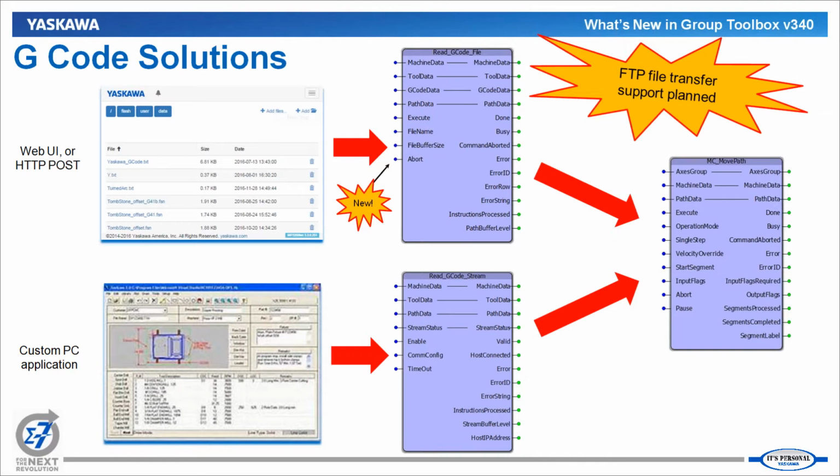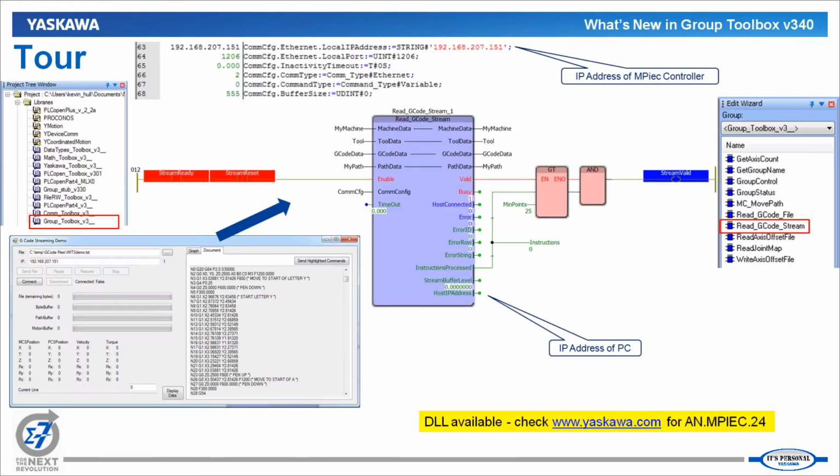And we're going to talk more about the DLL feature and read G-code stream function block, which have been enhanced for version 3.40. So if you take a look at our website, we also have a new DLL available as of February 2018. So if you check for the application note, you can download the DLL that's available to talk to the read G-code stream function, as well as the application note and example code for this streaming demo we have available in Visual Studio.